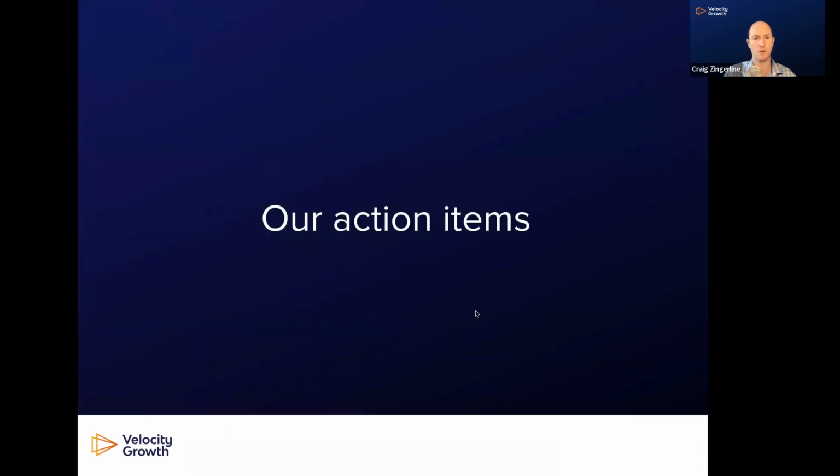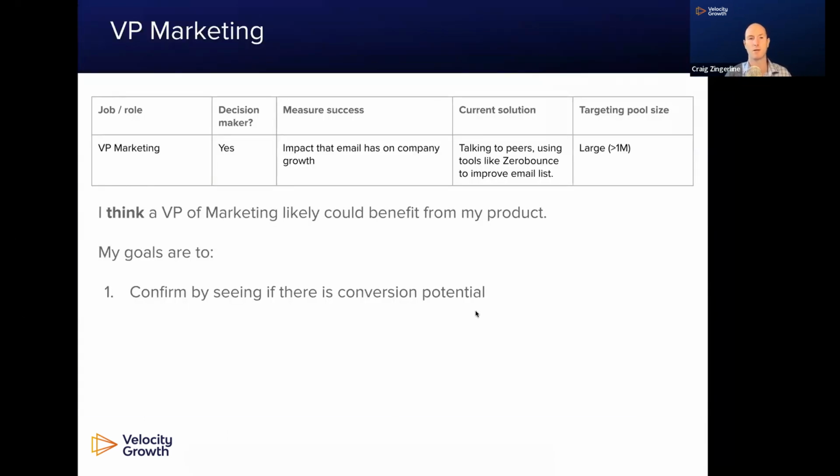And persona number 3 is the VP of marketing. Are they a decision maker? How do they measure success? So I think a VP of marketing could benefit from my product, but my goal is to confirm that by seeing if there's conversion potential. So put simply, I'm going to go much more direct and try to showcase the value and move to a deal with somebody at a role that I think is a decision maker for a product as cheap as mine.